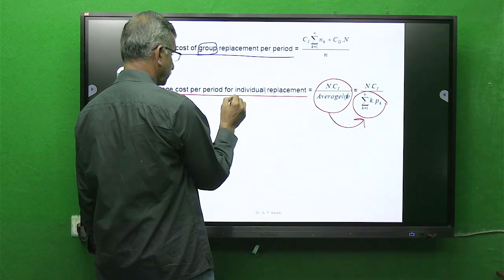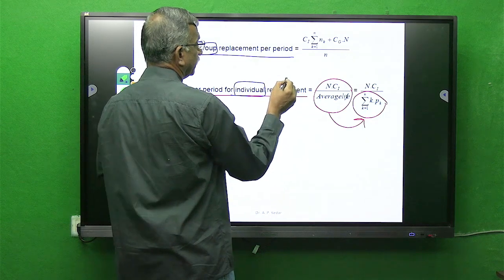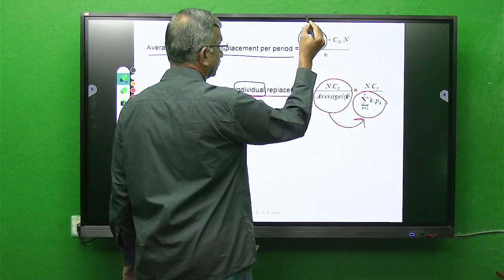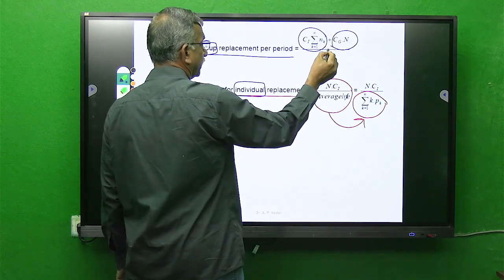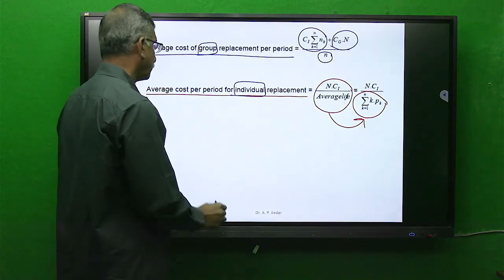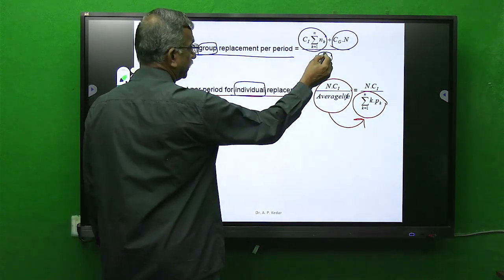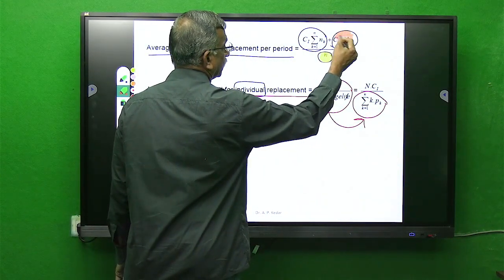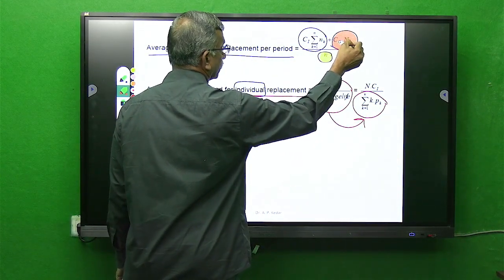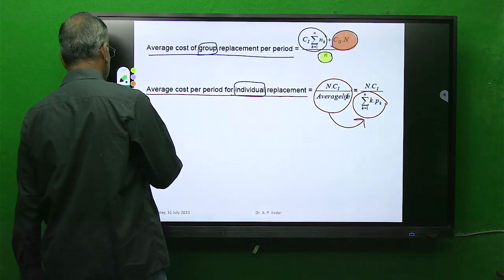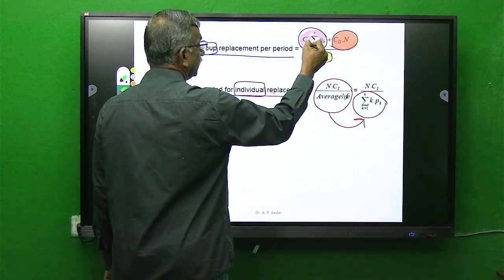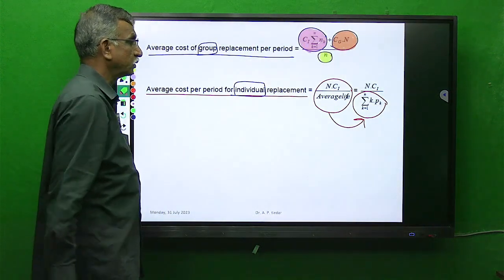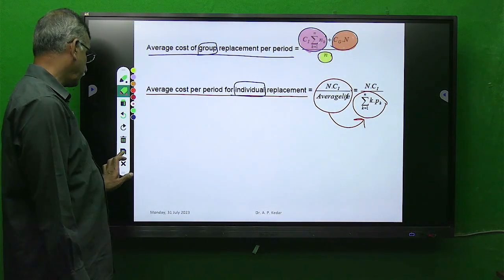This is average cost of individual replacement per period. So Ci into summation nk, this factor we just discussed, this Cg into N, and third is N. If you recall the last slides, this N is to make it per period, this is replacing failures or not failures, and this is replacing only failures. So this we also discussed in the last slide. Now let's move ahead for the problem.